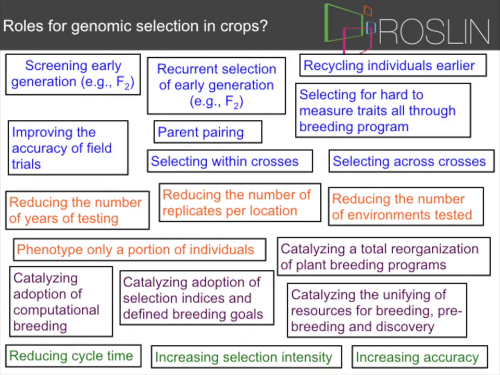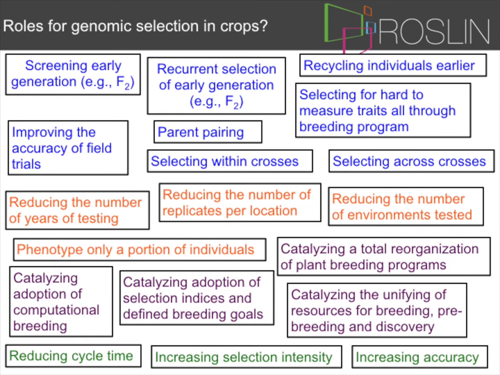So what about genomic selection in crops? Well, there are several different roles, and I've highlighted them in different colors because they have different categories. So these are kind of obvious statements. Let's say I could have screening of early generation individuals, so I could screen my F2s. I could do recurrent selection of my F2s. I could, just broadly speaking, recycle individuals earlier. I could start to select for hard to measure traits all the way through the breeding program rather than having this series of independent culling events which have been traditionally used in many plant breeding programs.